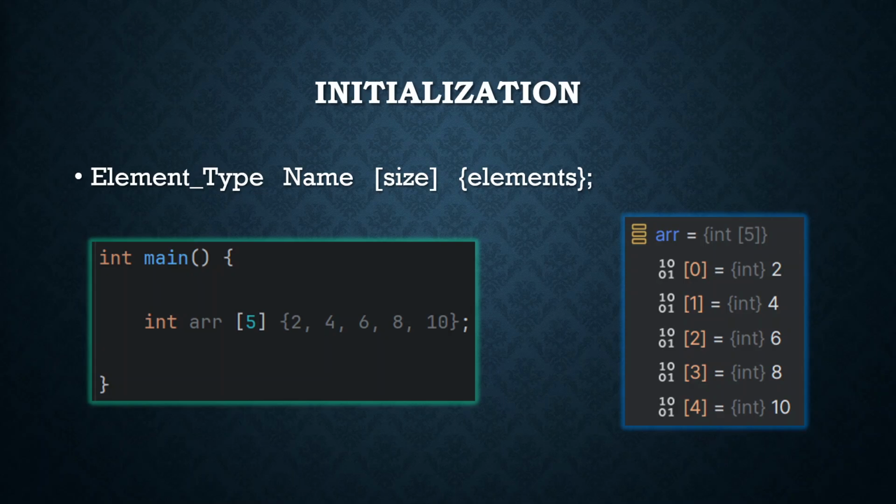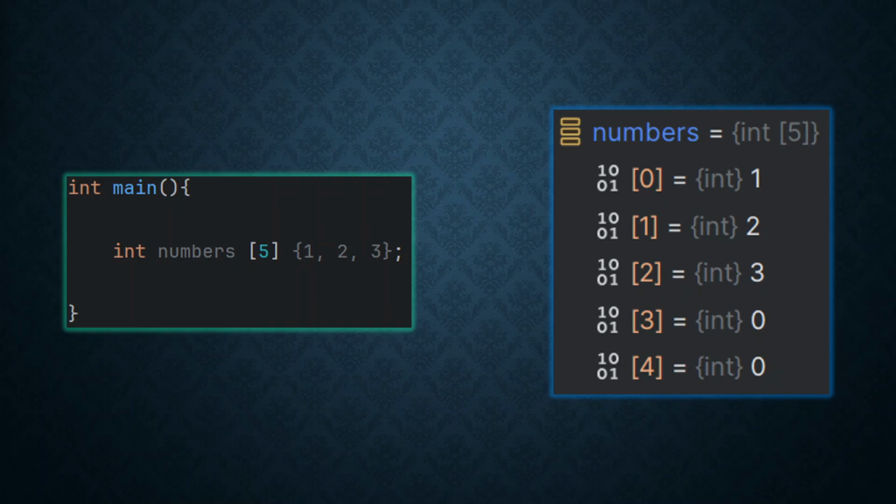More on initialization. Now we have an array named numbers and it can hold 5 integers. We assign 1, 2, and 3 for the first 3 elements, but did not assign the 4th and the 5th element. Since we have curly braces and not just the size, the program will automatically assign the remaining elements to 0.